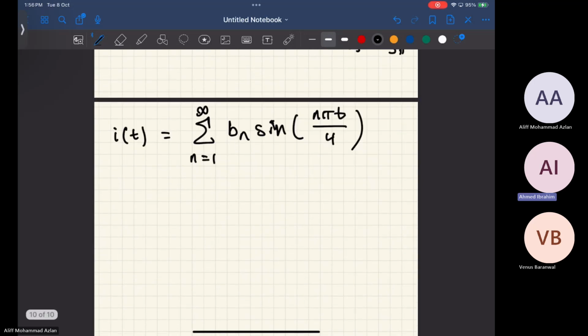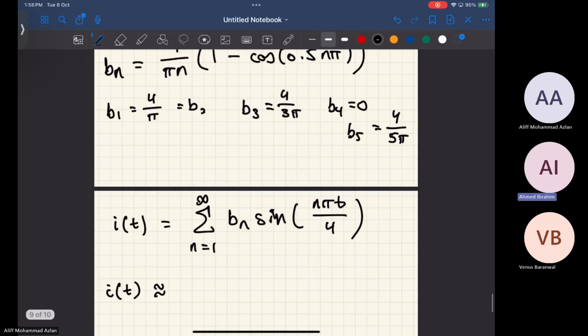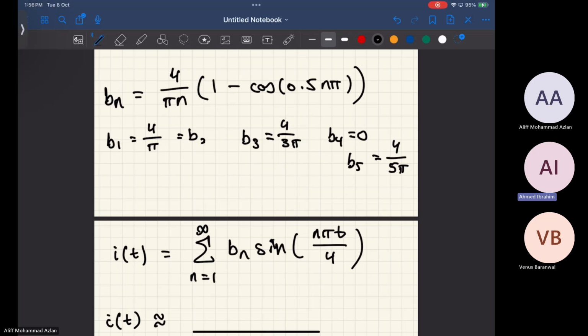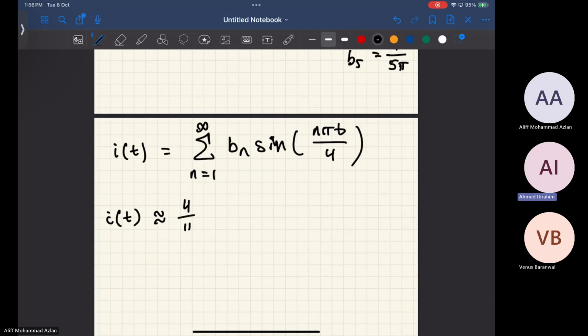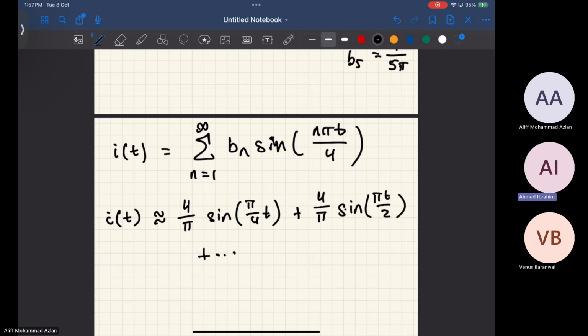And then we just rewrite it as the first 5 harmonics. So that's just the b's as the coefficients of sines at different frequencies. So 4 over pi sine pi on 4 t plus 4 on pi sine pi t on 2, and so on. You can just substitute for the other 3 sinusoids.